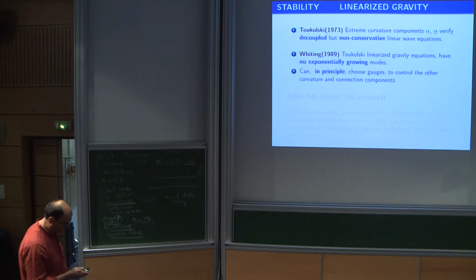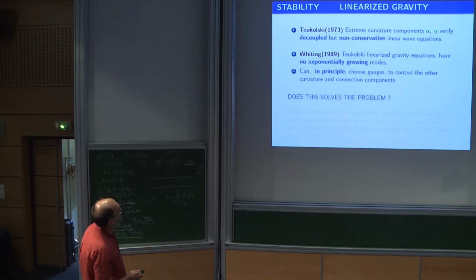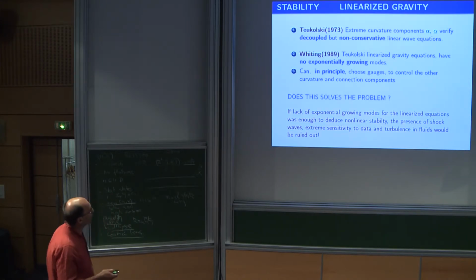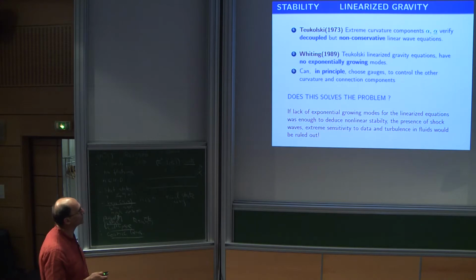But the question is, does this solve the problem? And of course, we all know the answer. If lack of exponentially growing modes for the linearized equations was enough to deduce nonlinear stability, then the presence of shock waves, extreme sensitivity to data, and turbulence in fluids would be ruled out, because in all those cases we have more than that: there are no exponentially growing modes. You can show that there are no growing modes at all in linear theory, and yet, well, you know. So obviously this doesn't solve anything, but of course it was a very important circle of observations and ideas.